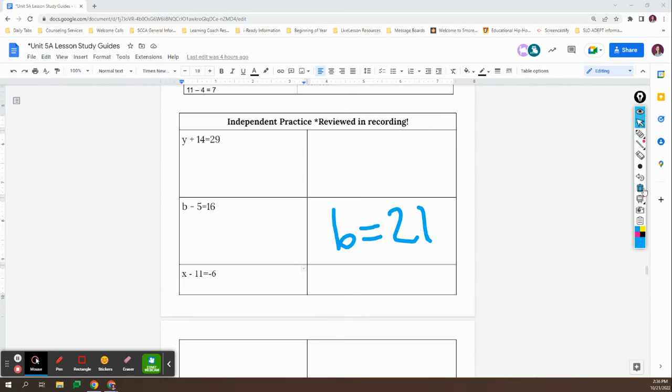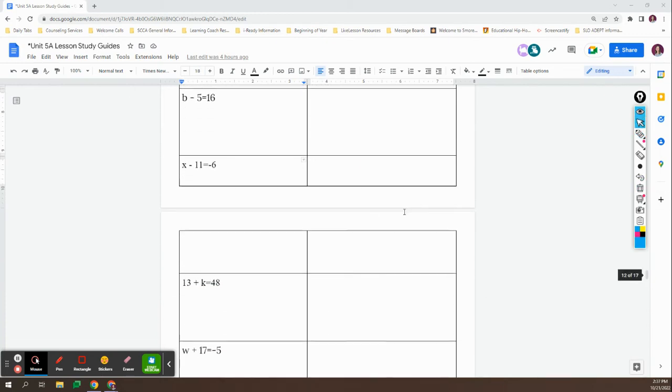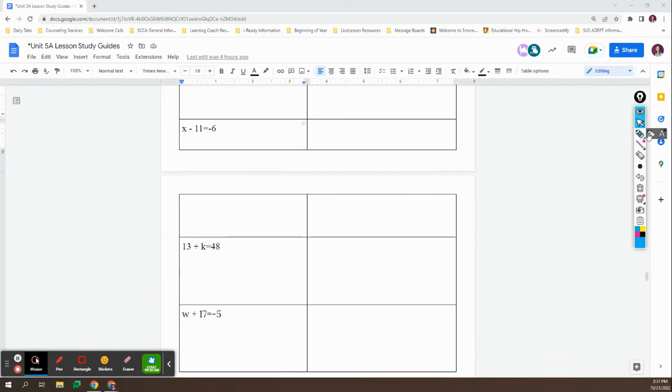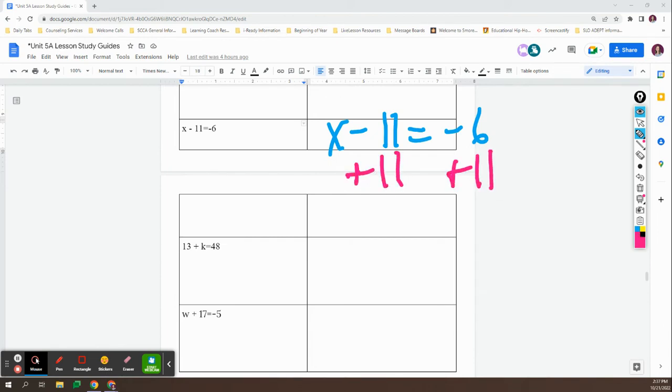All right, this next one is a subtraction one, but you have to be careful with this one because you also have a negative number. So x minus 11 equals negative 6. So since I have subtraction, I would add 11 to both sides. So now I'm going to add 11 to negative 6.